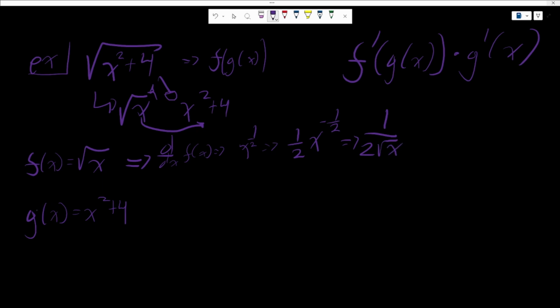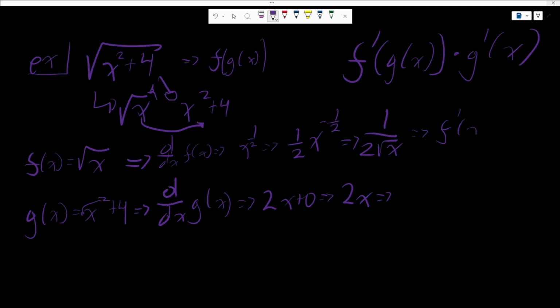If we take the derivative of our function g of x, we'll get 2x plus 0, because 4 does not have any x value. So when we differentiate it, it just goes to 0, and we use the power rule for x squared. So we're left with these two functions: this one is f prime of x, and this one is g prime of x.